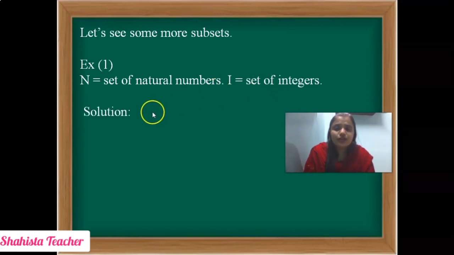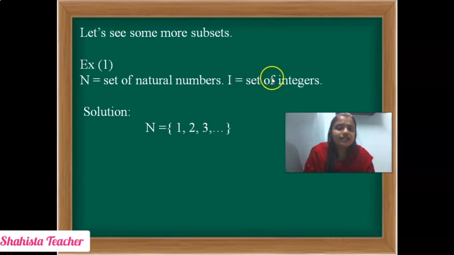N is equal to curly bracket 1, 2, 3, 4, 5, 6. So here we will write 1, 2, 3, 4. The three dots, the ellipsis, means continuation, because infinite numbers are there in natural numbers. So curly bracket 1, 2, 3, dot dot dot, close the curly bracket.